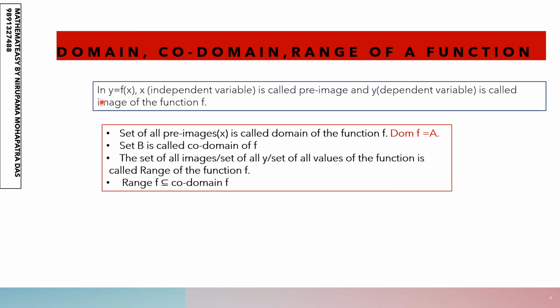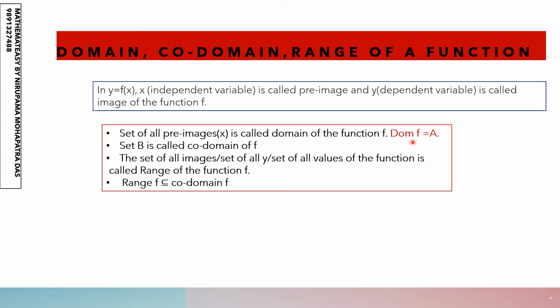And the domain of the relation we have defined as the set of all first components of the ordered pairs belonging to that relation. And range we have defined as the set of all second components of the ordered pairs of the relation R. Here also, in a similar way, whenever we write y = f(x), it means whenever you write the ordered pair (x, y), it means (x, f(x)). So the set of all pre-images, the set of all x, that is called the domain of the function.